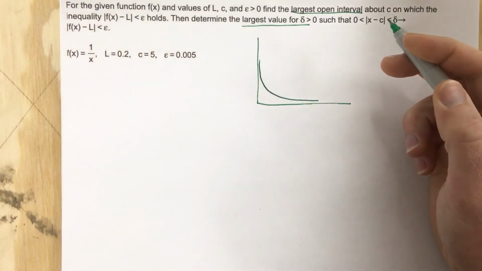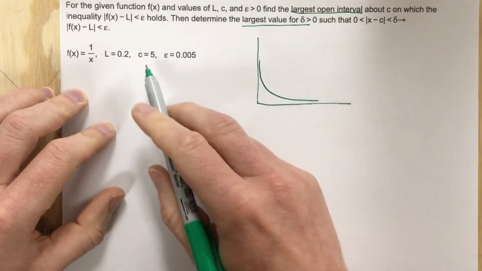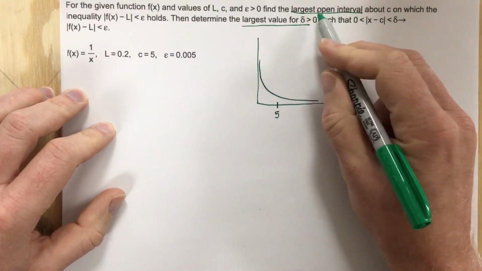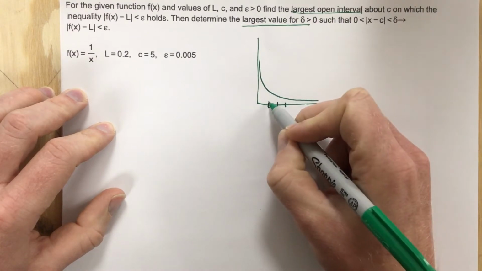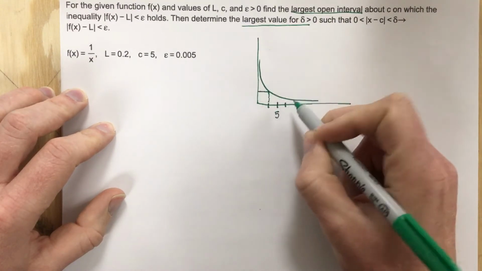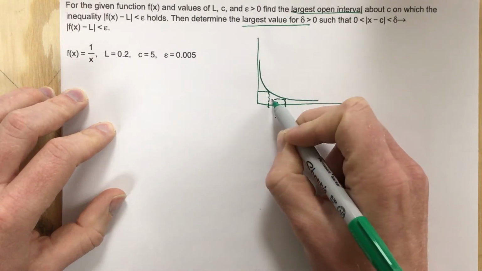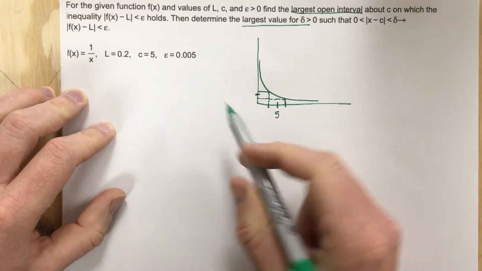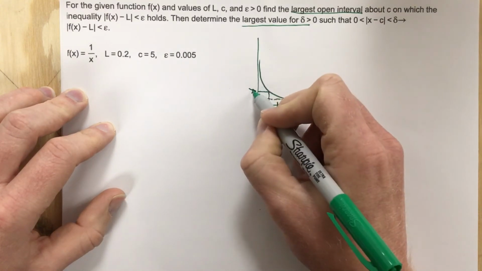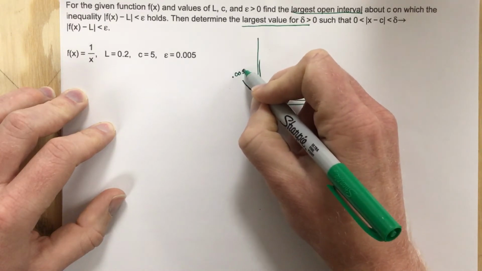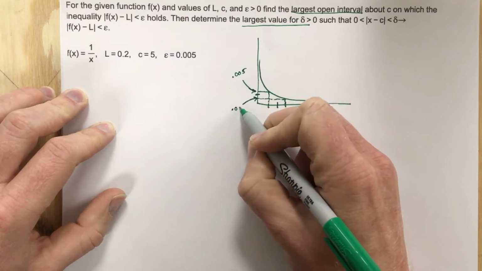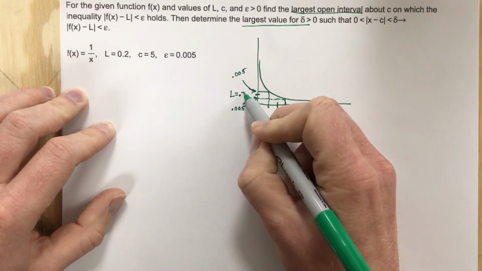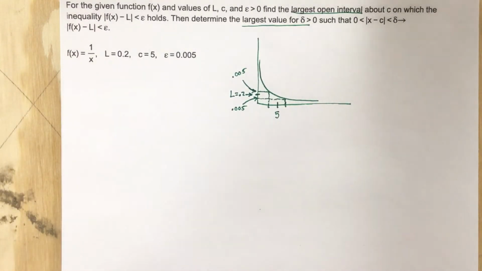Our goal is to look at this c value, which they tell us is 5. Let's put a c value of 5 right here. We want to find an open interval of x values that, when we draw them up to the function, stay within the epsilon they give us, which is 0.005. And remember this L is 0.2, and that's this spot there. So hopefully that makes sense what we're trying to do.